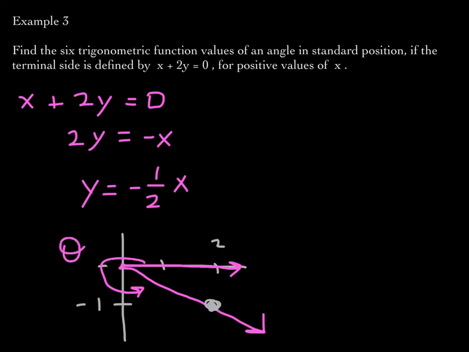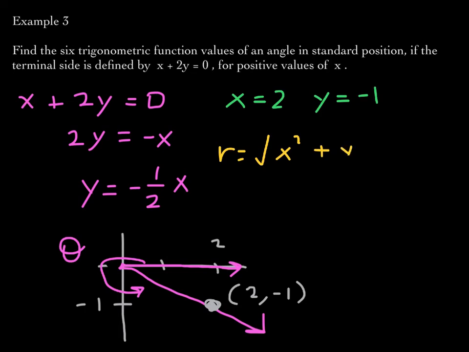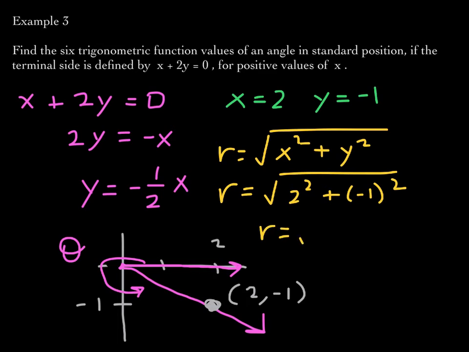Right? That's your angle theta. And the point that you figured out it's going through is positive 2, negative 1. That's important because we just figured out that x is positive 2, y is negative 1, and r is unknown. So let's find r. r is the square root of x squared plus y squared, and now we know what x and y are. So this is 2 squared plus negative 1 squared. So then r is equal to the square root of 5. Okay, r is equal to the square root of 5.